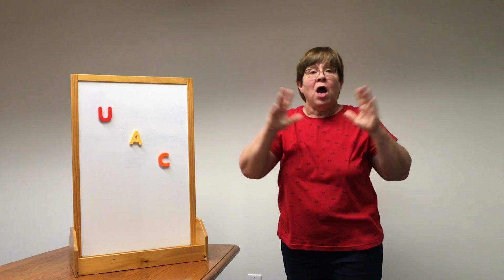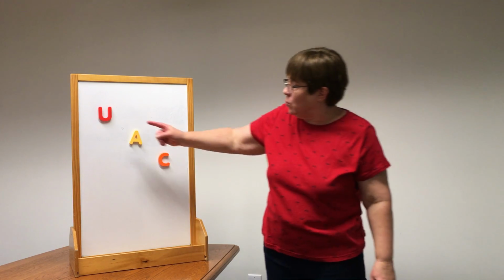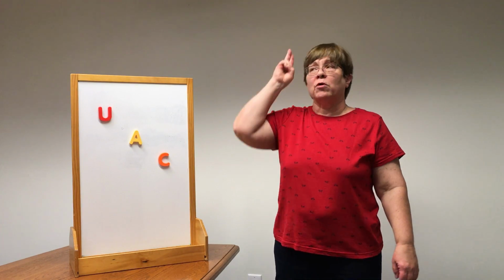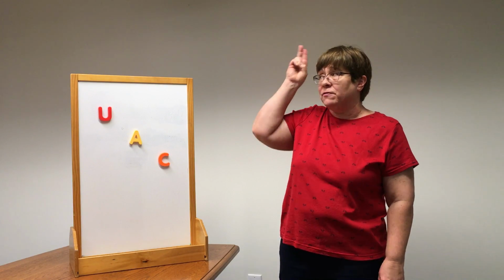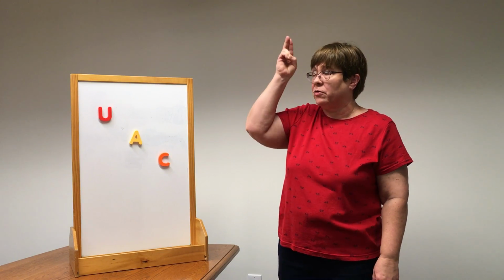We're going to learn these next signs. The first sign we're going to use is the word uncle, and we're going to use the U. Let's make the U in the air and put it right up by your forehead, and this is for uncle. Let's do the sign for uncle. We're going to make little circles.